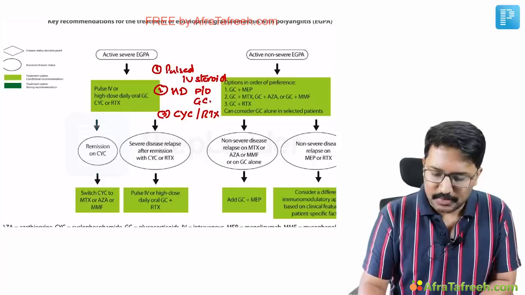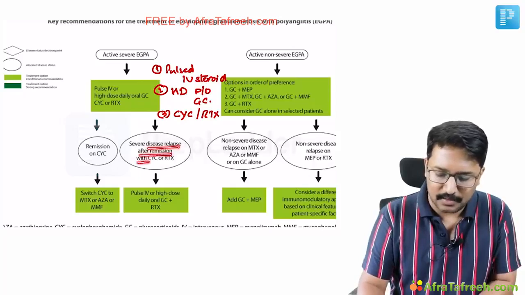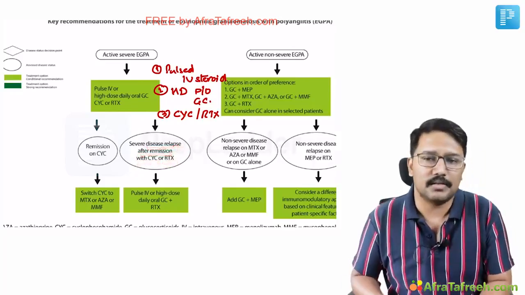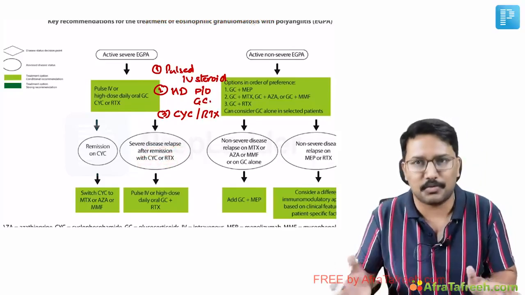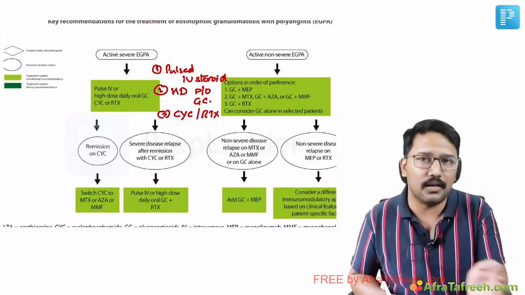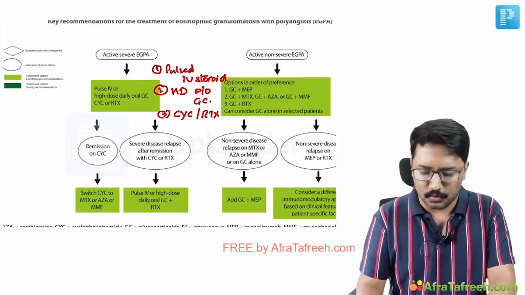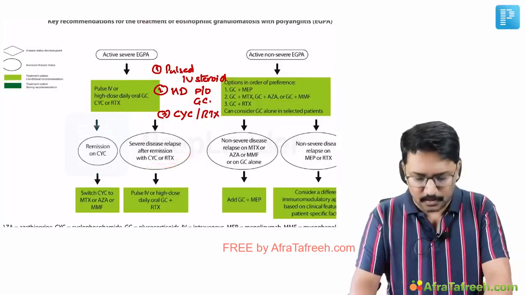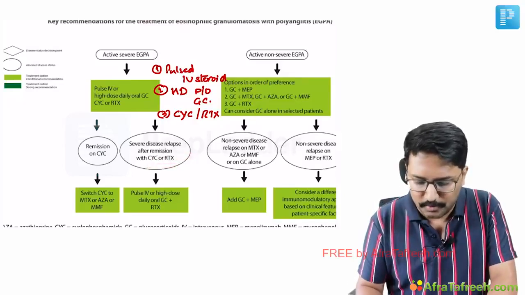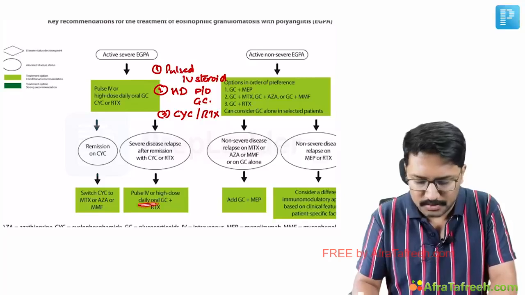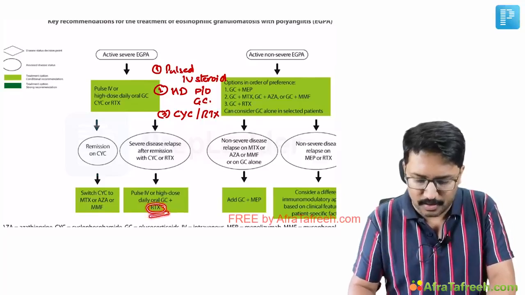If the patient develops a severe disease relapse after achieving the remission on cyclophosphamide or rituximab, what would be the maintenance agent? In that case, what would be our approach? We shouldn't be talking about maintenance because we have not achieved remission. There is a relapse again, so we have to re-induce remission, right? The patient who had achieved remission with cyclophosphamide or rituximab, now we have to go for the reinduction regimen. Again, we will be talking about high dose pulsed IV or high dose oral glucocorticoids. Oral glucocorticoids are obviously on a daily basis, plus rituximab, right?